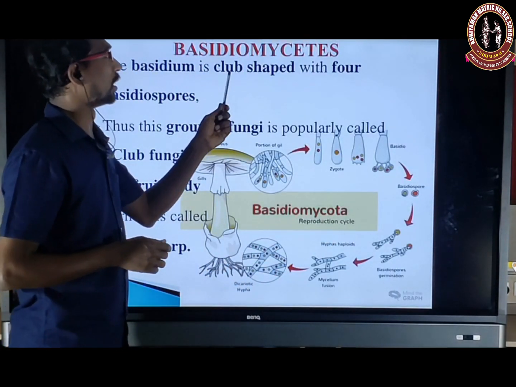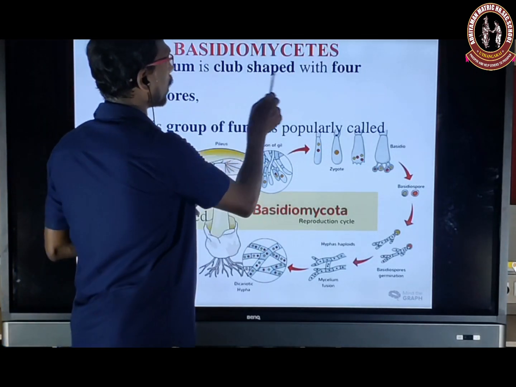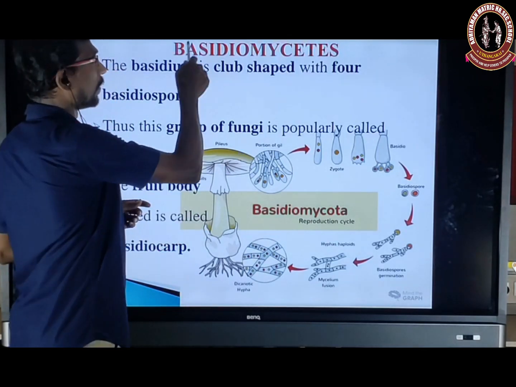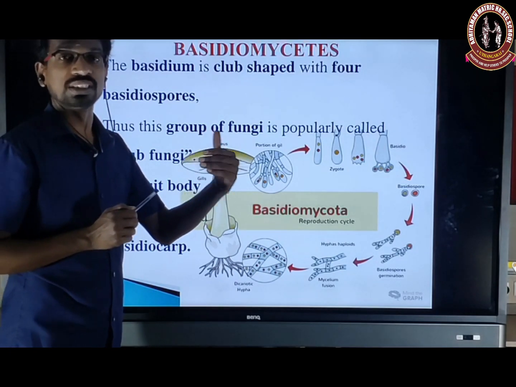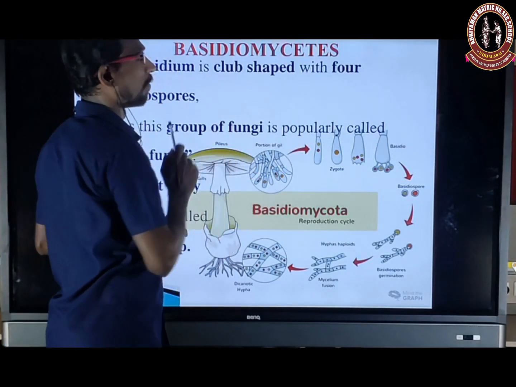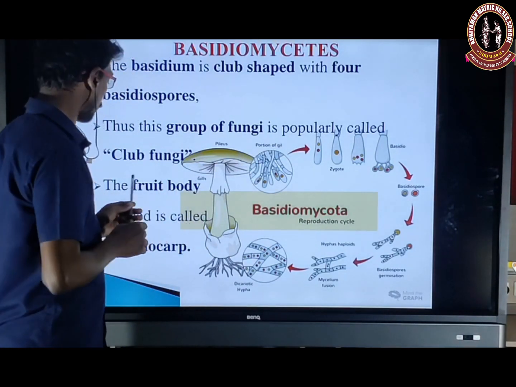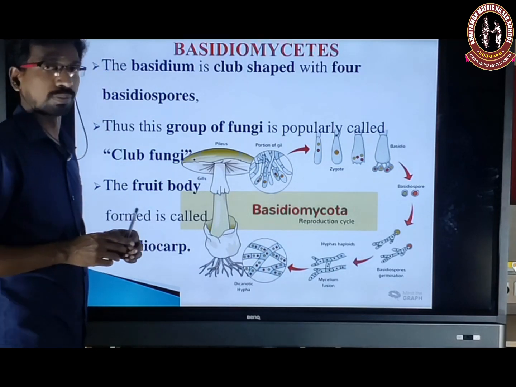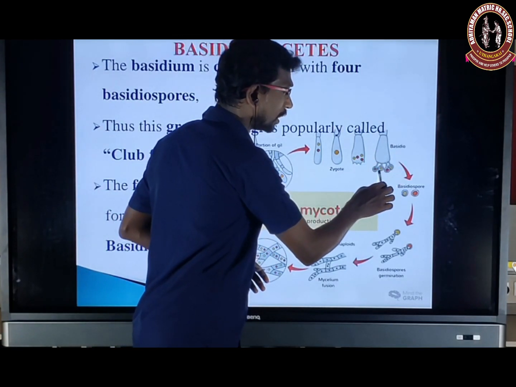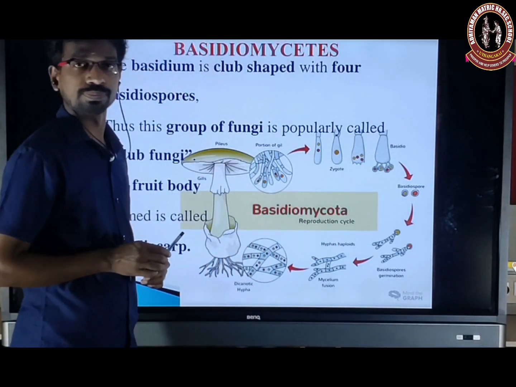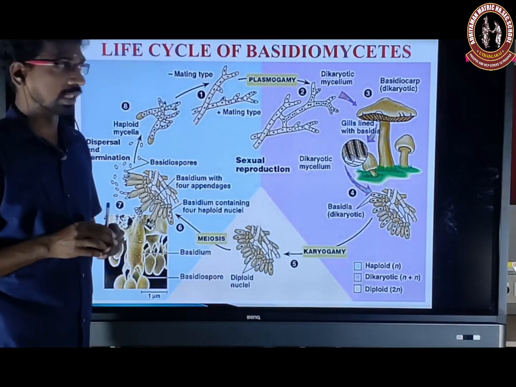The basidium is a club-like structure which forms basidiospores. It looks like a club shape. That's why Basidiomycetes are generally called club fungi. Ascomycetes are sac fungi, and Basidiomycetes are club fungi. The fruit body that is formed is called the basidiocarp. Each is a basidium, and it will form four basidiospores. That's the life cycle of Basidiomycetes.